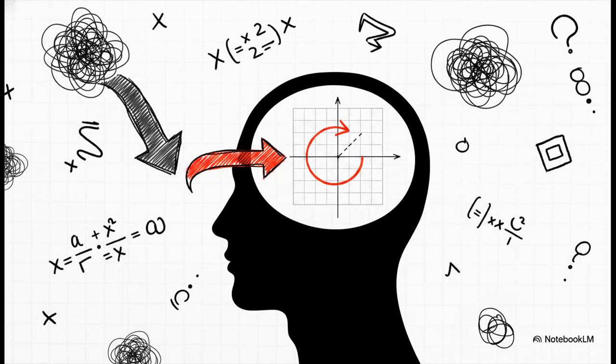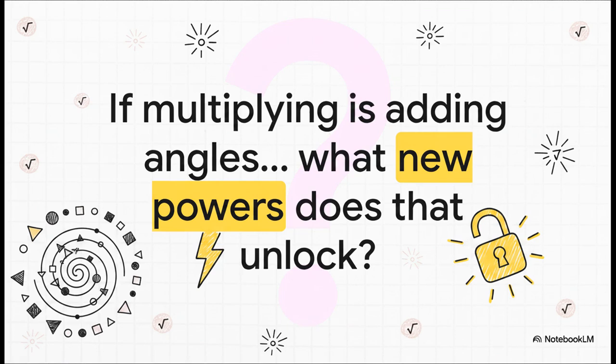So ultimately, what we've really done here is we've changed our perspective. And by doing that, we've turned these complex, error-prone calculations into a few simple, intuitive steps that you can actually picture in your head. And that leaves us with a really fascinating question, right? If multiplying complex numbers is just adding their angles, what does that mean for raising a number to a power? Or what about finding its roots? Well, that simple insight unlocks a whole new level of mathematical power.